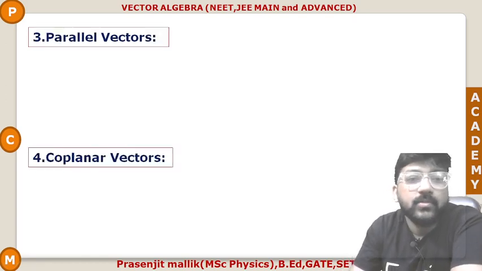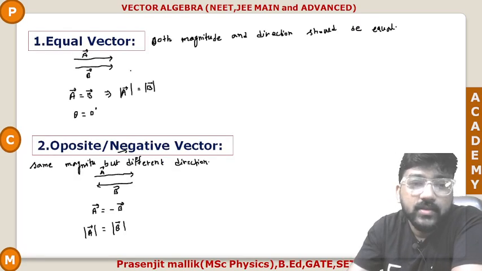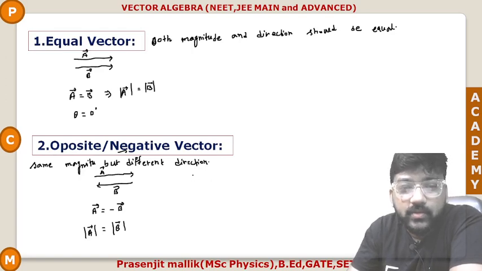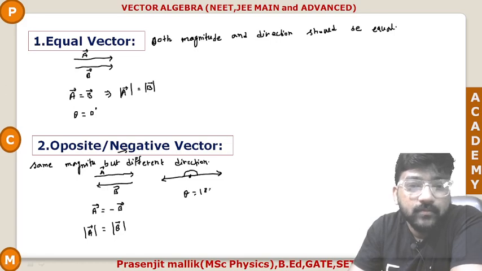Now let us talk about the parallel vector. Parallel vector means the angle between them is always 0. Here you can see the angle is 180 degrees. If you talk about the angle between A and B, this is your A vector and this is your B vector, you can see. So these are outwards from this point. Now the smallest possible angle is 180 degrees.